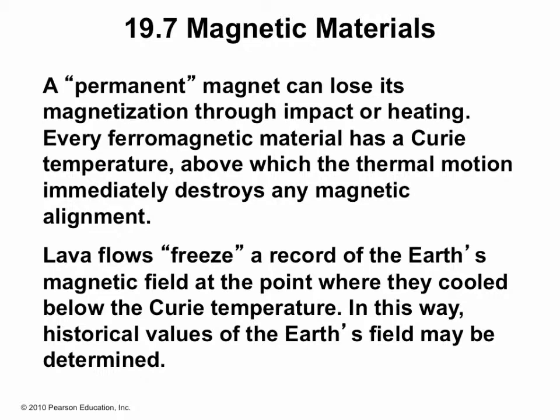Every ferromagnetic material has a Curie temperature, above which the thermal motion immediately destroys any magnetic alignment. So lava flows freeze a record of the Earth's magnetic field at the point where they're cooled below the Curie temperature. In this way, historical values of Earth's magnetic field may be determined.